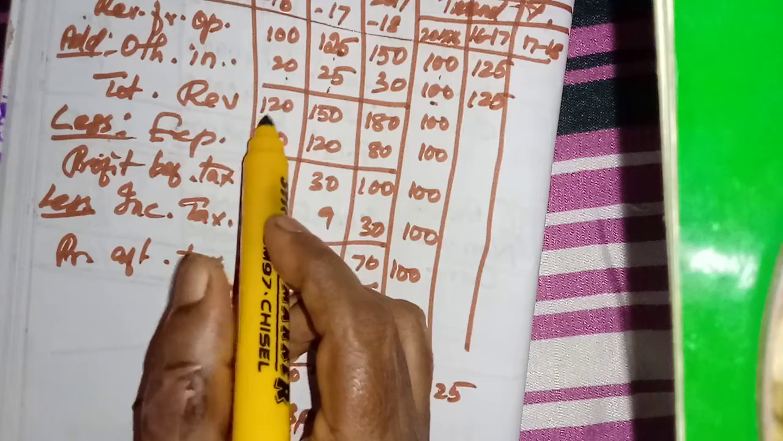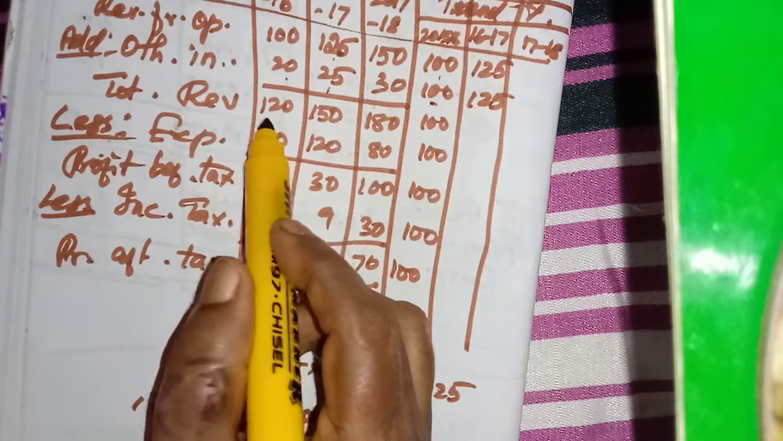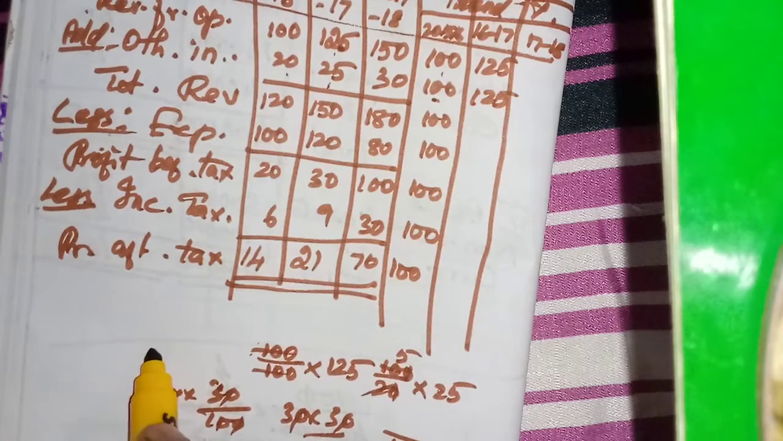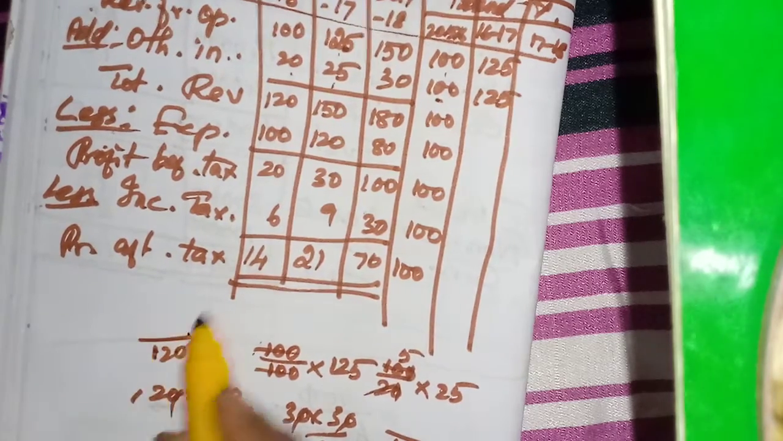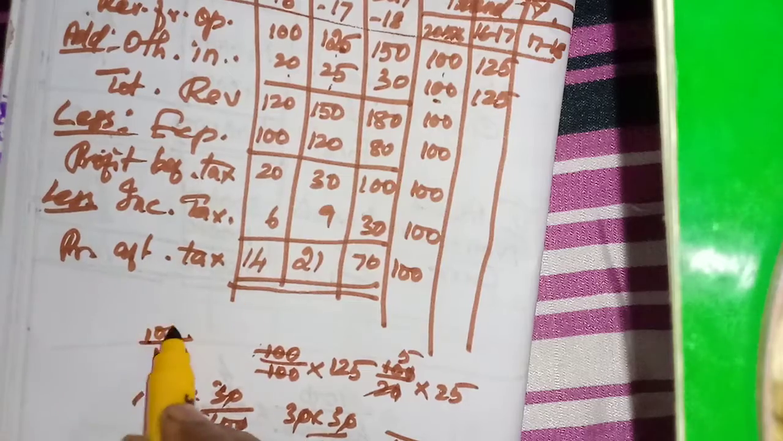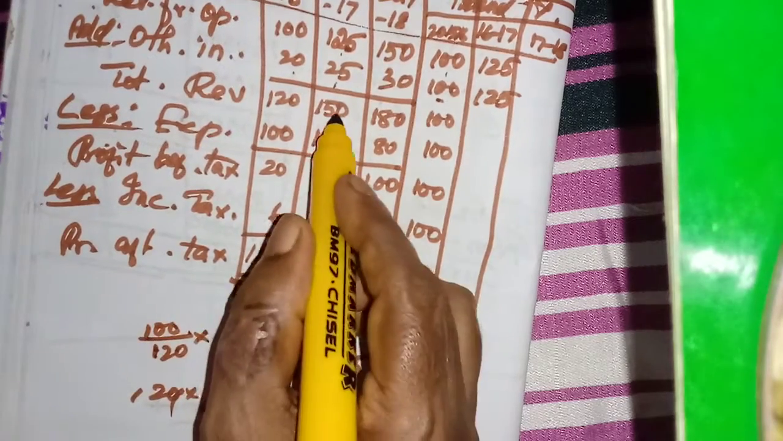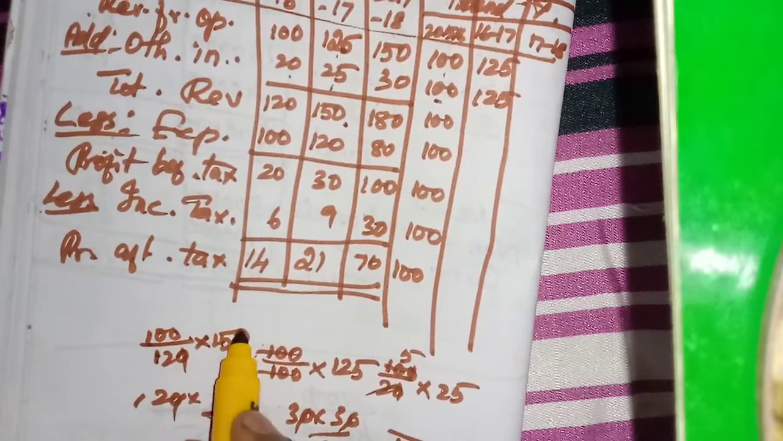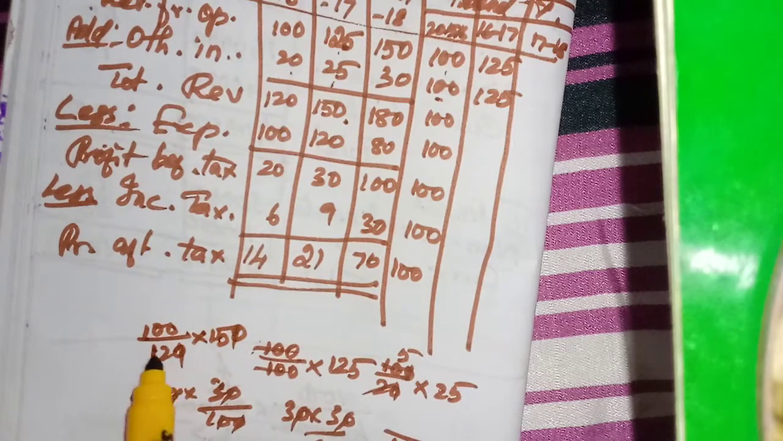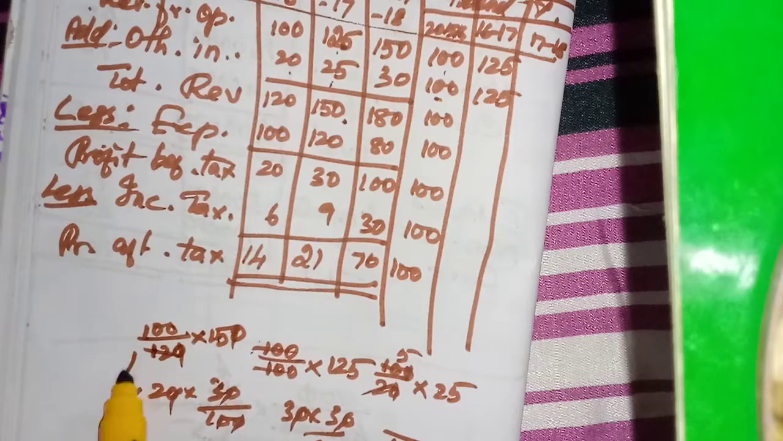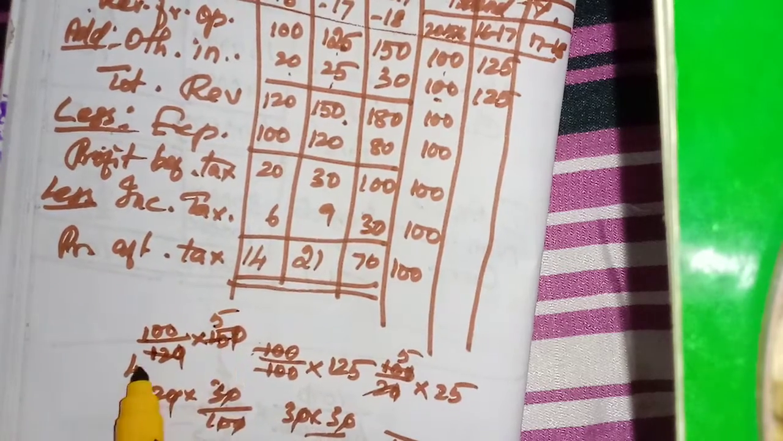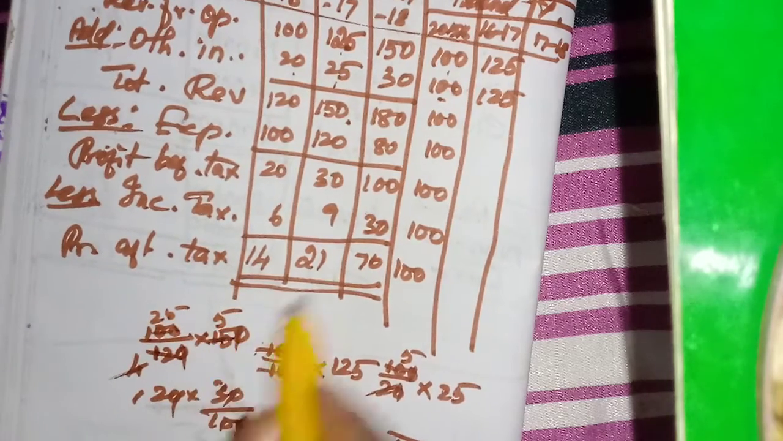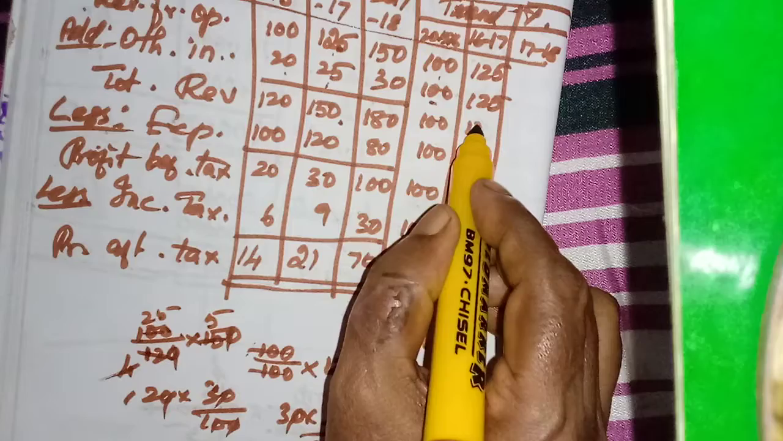Again for this one, revenue 120, 100. You have to write for 120 how much? 100. So for 150 how much? 10. Here 3 we can divide, isn't it? Here 4, here 5. Again this 4 we can deduct 25. 25 into 5, 125.